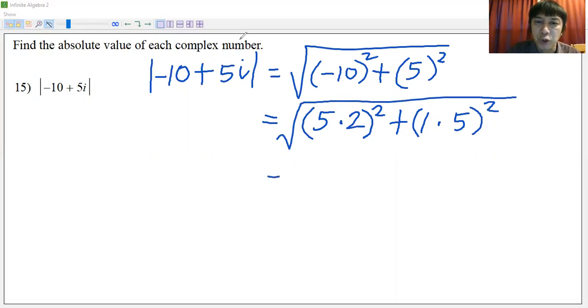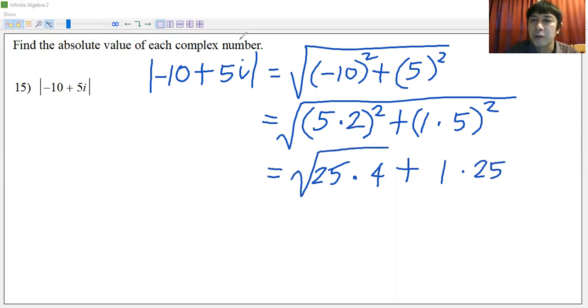Now we're going to square. 5 squared will actually be 25, and the 2 squared will be a 4. And the 1, when you square, will also be 1. And the 5, when squared, is another 25 there. And this is under the square root symbol.